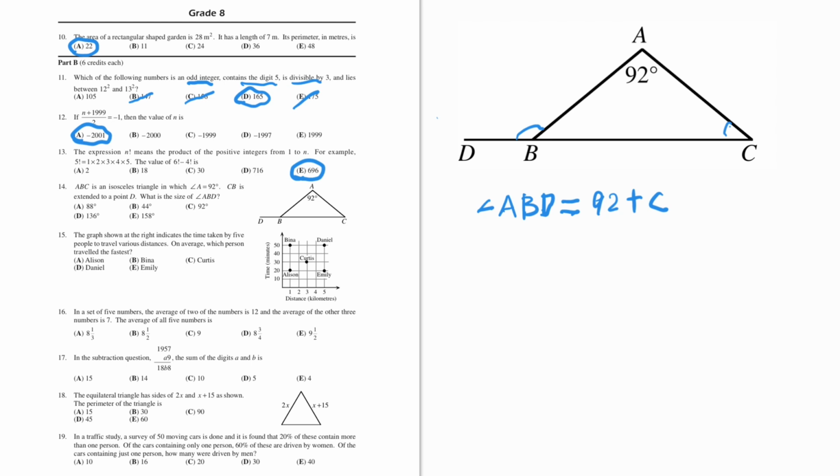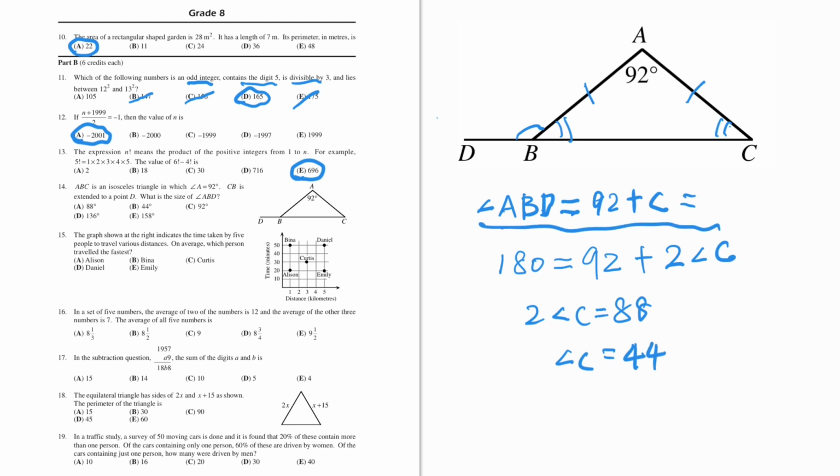Now we need to calculate C because this is an isosceles triangle. So that means AB equals AC. Also, angle ABC equals angle ACB. That means the sum of the interior angles is 180. That's 180 equals 92 plus the base 2 angles, ABC and ACB, which equal angle C. 2 angles C equal 88 and angle C equals 44. So angle ABD equals 92 plus C, 92 plus 44 equals 136. Therefore, the answer is D.